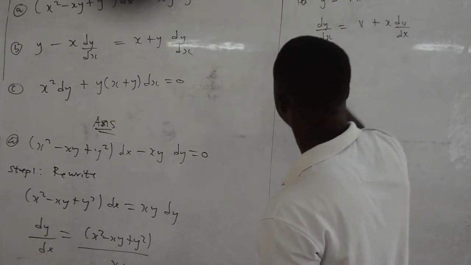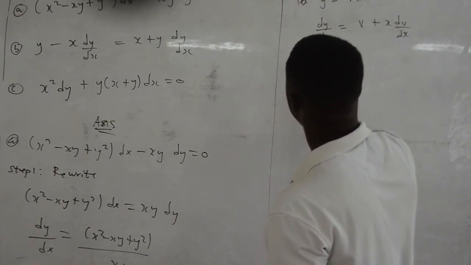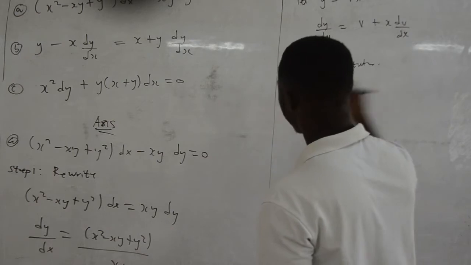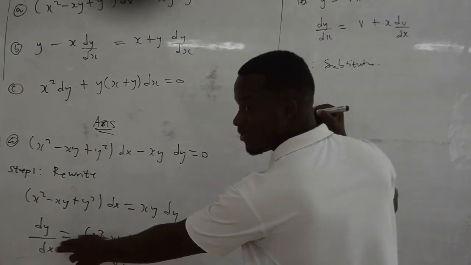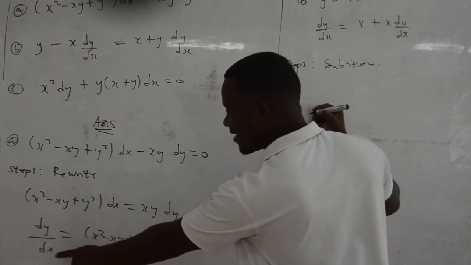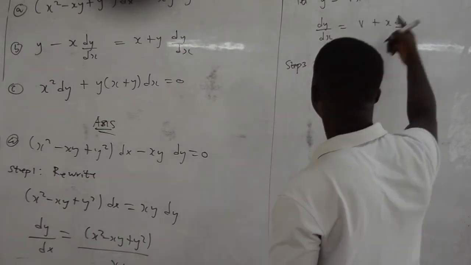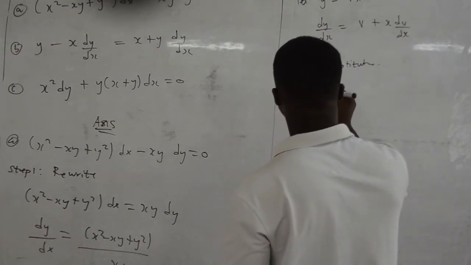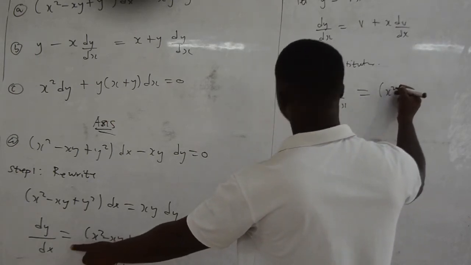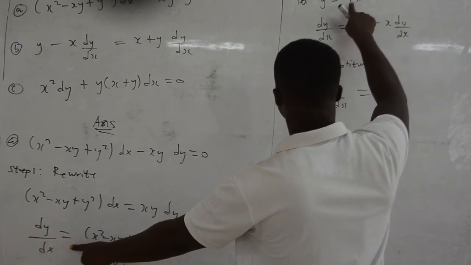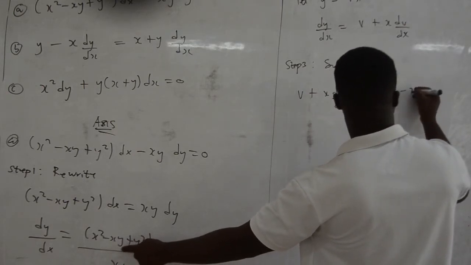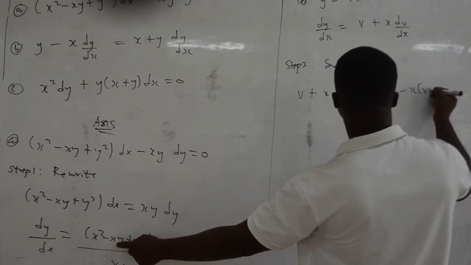So step 3 says substitute into the original equation. So here we'll substitute, then we'll have something like my dy/dx here will change to what? v plus x dv/dx. So I'll change that to v plus x dv/dx is equal to x squared. Whenever I see y, I will replace that by vx. So I have x squared here minus xy, so minus x, my y here will change to vx.